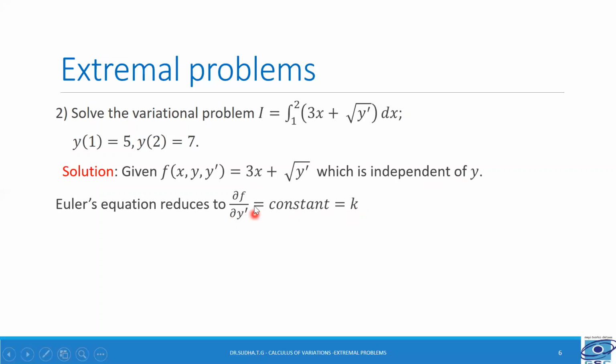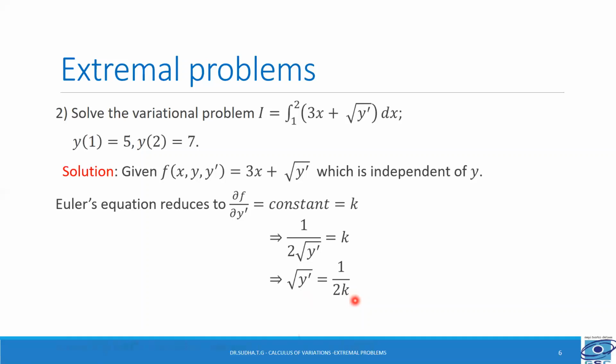Now let us substitute for dou f by dou y dash. That is, you need to differentiate this f with respect to y dash partially. So when you differentiate with respect to y dash, 3x becomes 0 and root of y dash gives us 1 over 2 root of y dash, and that is equal to k. Now let us solve this for y dash. So when we cross multiply and simplify, we get root of y dash is equal to 1 over 2k.